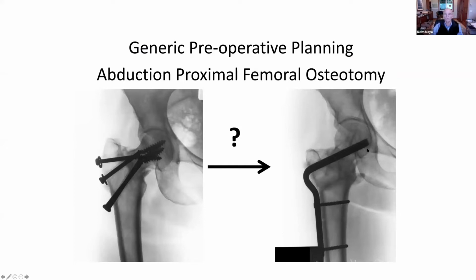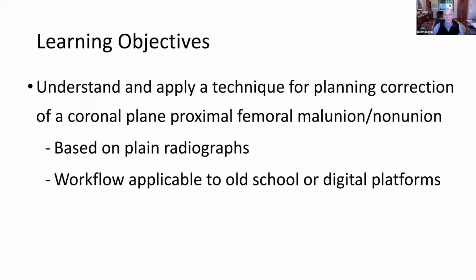So what I want to do is go through a generic planning sequence for the proximal femur. We want to be able to get from your x-ray on your left to the right in a reproducible fashion. The objectives are to have a standardized technique for planning a coronal plane correction of a deformity, either a mal or non-union of the proximal femur. This is based on the plain radiographs with some caveats, which we'll go over in a minute.